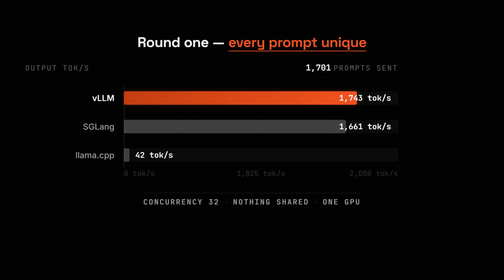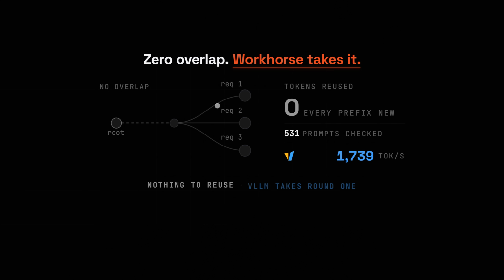vLLM leads at 1,743 tokens a second, SGLang just behind at 1,661, and llama.cpp, built for one stream, flattens out far below both once the requests stack up. With 0 overlap, there's simply nothing for the Radix tree to reuse, so the workhorse takes it.